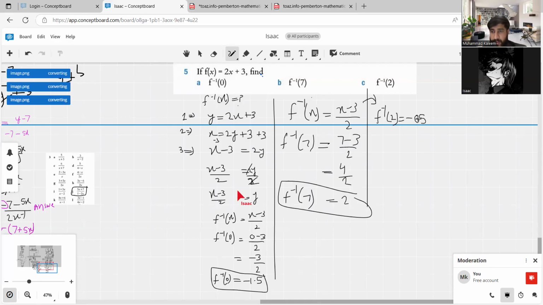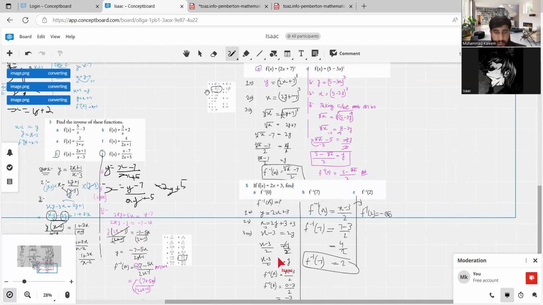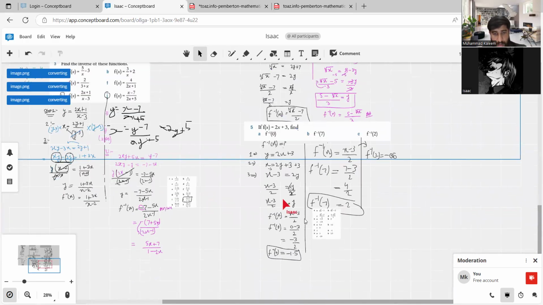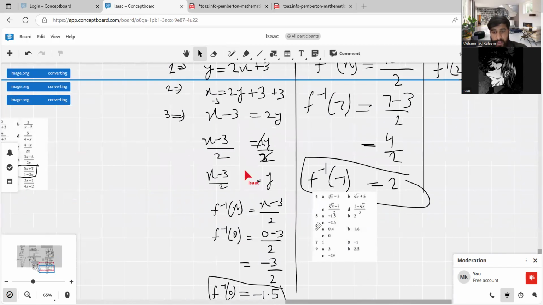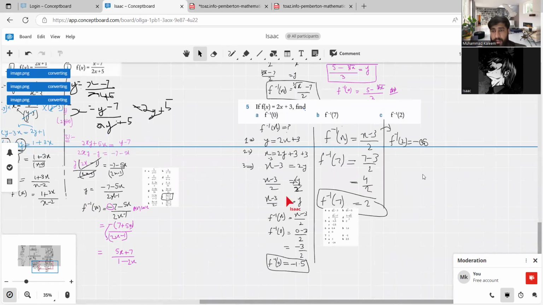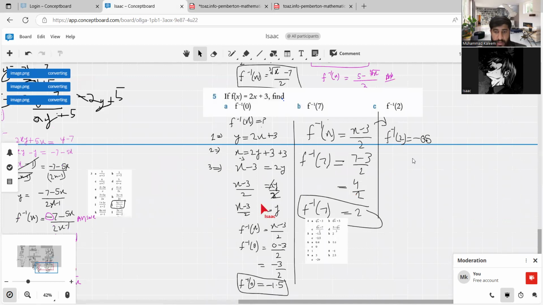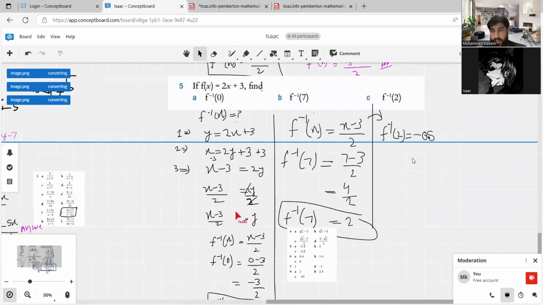Let's verify the answer. Where is the answer sheet? Here we have. Question number 5: negative 1.5, then 2, then negative 2.5. What? Really? For the C part, it's negative 0.5. How is it possible? No, I think we have an error in it.